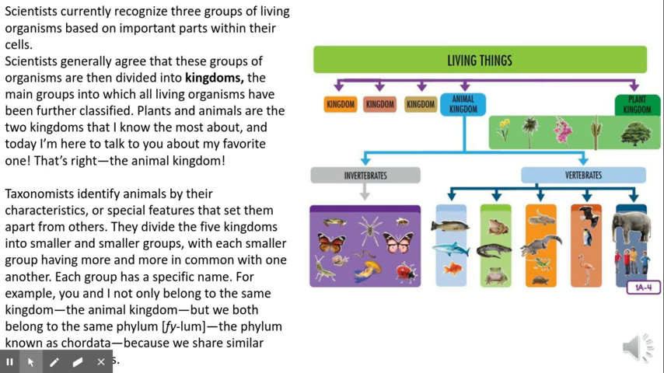For example, you and I not only belong to the same kingdom, the animal kingdom, but we both belong to the same phylum, the phylum known as Chordata, because we share similar body characteristics. Okay, so you can see the living things and how they're broken into kingdoms, right? We're going to talk about the animal kingdom. And it's broken down into vertebrates and invertebrates. Where do you see people? What about spiders?